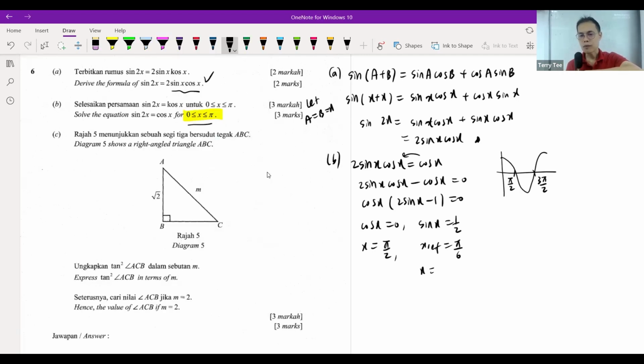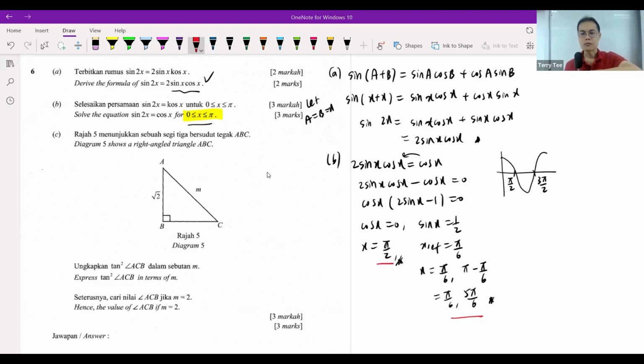Sine is positive in quadrant 1 and quadrant 2. Quadrant 2 will be 180 minus, but we can't use 180 minus here because this is in radian. We use pi minus. So there you go, you got two answers here. One is pi over 6, another one is 5 pi over 6. But including the first answer from cos x equals 0, altogether you have 3: pi over 2, pi over 6, and 5 pi over 6.